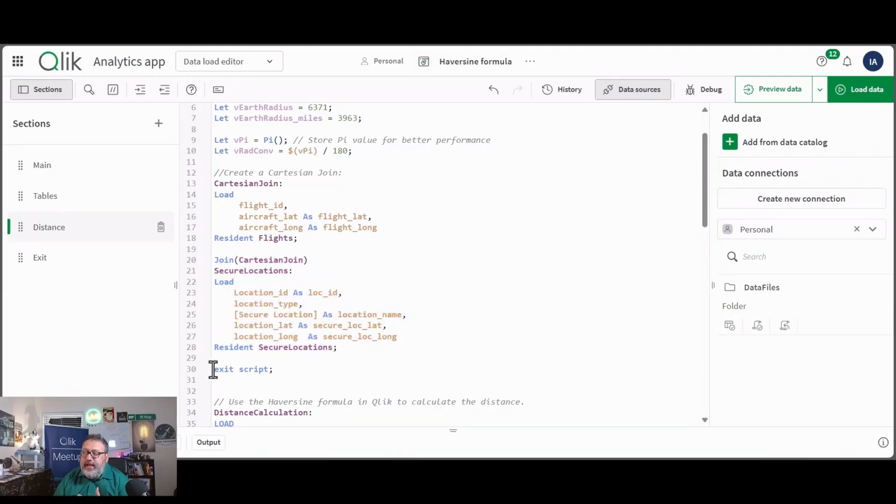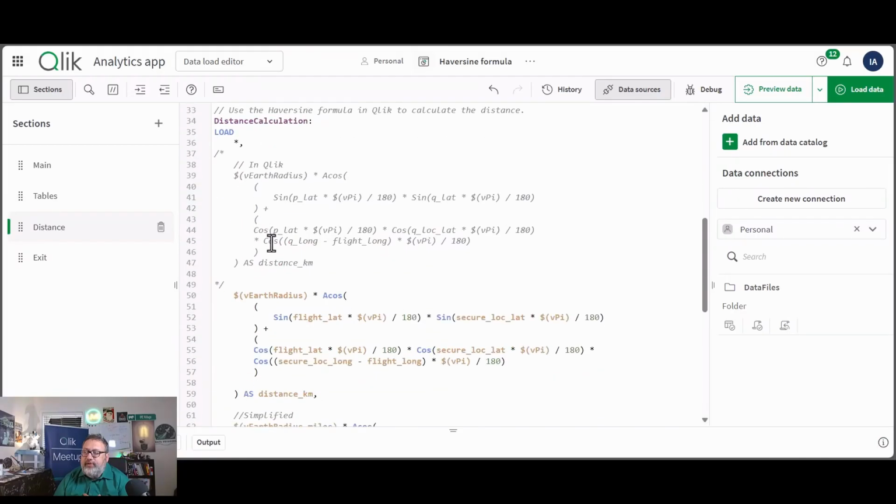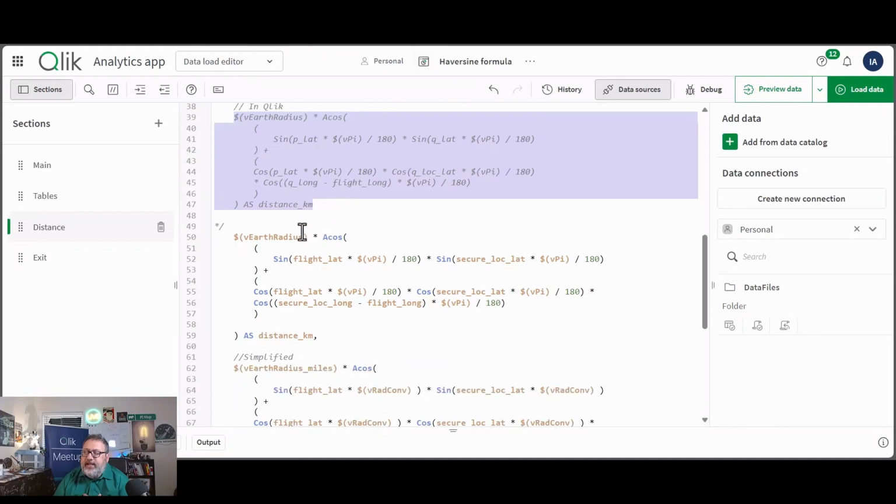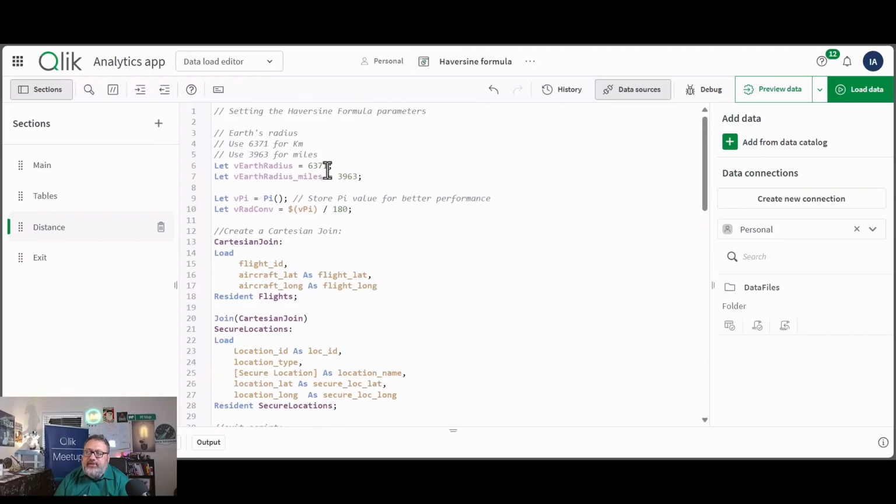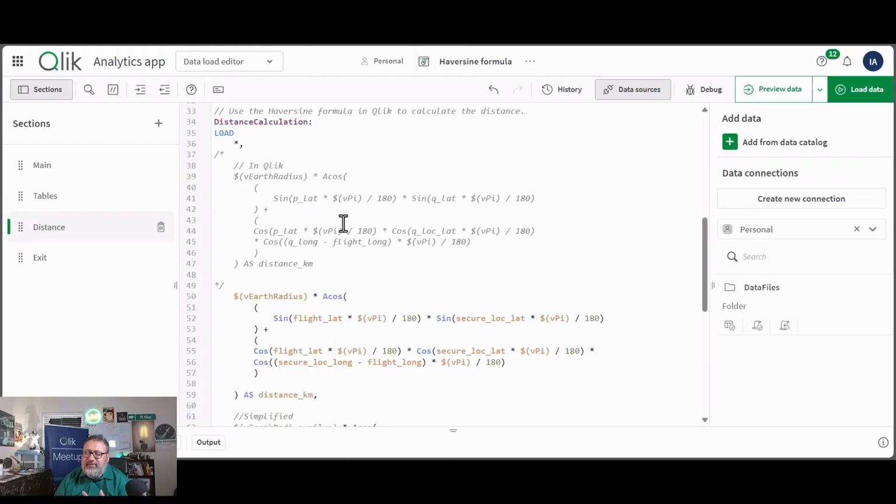Now, once we have that, then I can calculate the distance. Now, how do I do the distance calculation? Well, it's just that formula. I have that formula here as a comment, and then I just replace the P and Q values with the actual field names, like flight latitude, or secure location latitude, or the secure location longitude, and the flight longitude, and so on. And don't forget to multiply by pi divided by 180. I'm using a variable to store pi here, but you could simply use the pi function. It's all the same. I'm basically storing that in the variable. Why? Just because I want it.